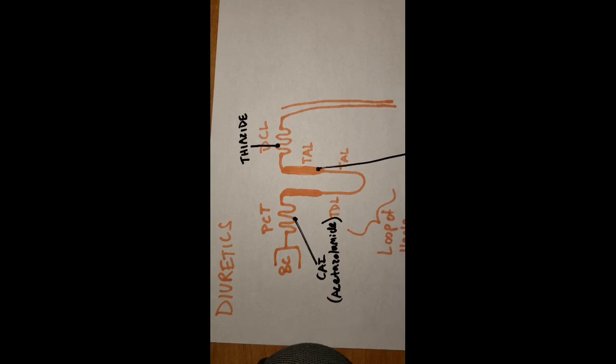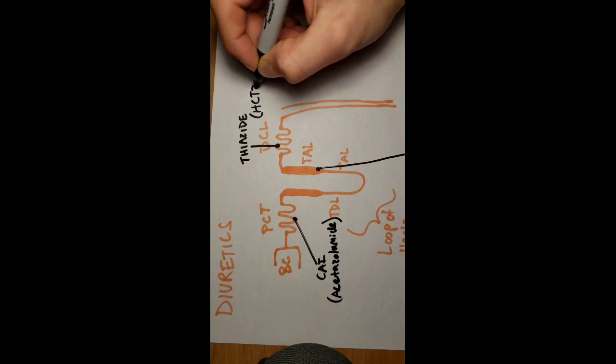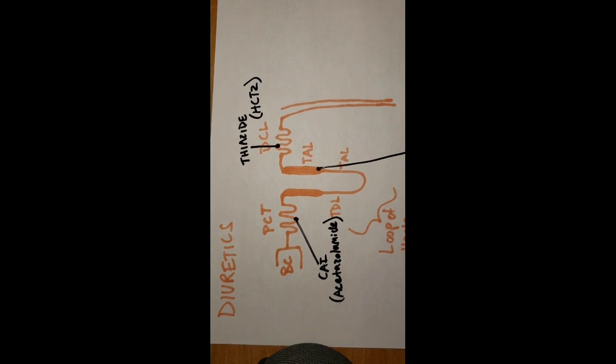And by blocking this transporter, thiazide diuretics are again able to induce an osmotic gradient such that there is more sodium chloride in the lumen of the nephron than there is in the blood. And this results in the osmotic effect of water being drawn into the lumen of the distal convoluted tubule. A common thiazide diuretic would be hydrochlorothiazide, abbreviated as HCTZ. This is the classic example of a thiazide diuretic.